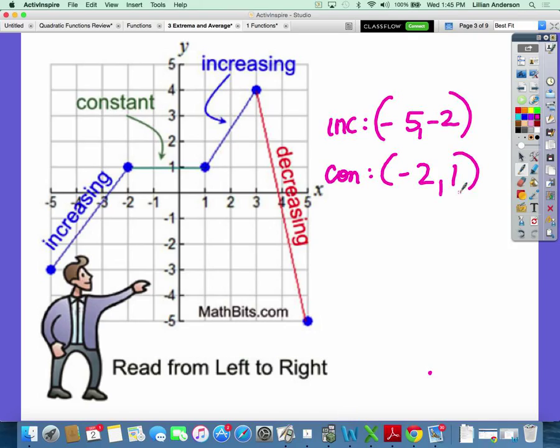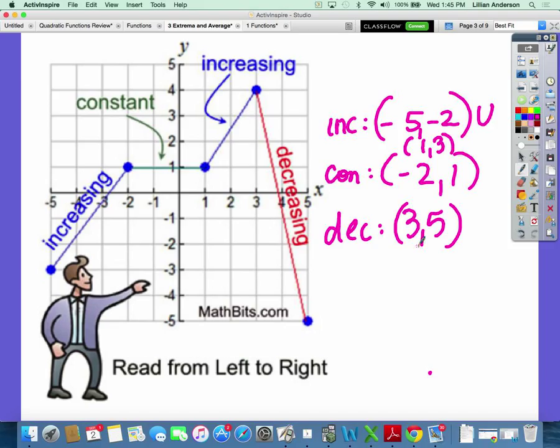And then I keep going up some more. Who can give me that interval? Steven. 1 to 3. Now, when I do have multiple intervals of increasing and decreasing or constant, I still connect the intervals with what? The union. So I still need that union symbol there. And lastly, I'm decreasing. Who can give me that interval? Adriana? 3 to 5.